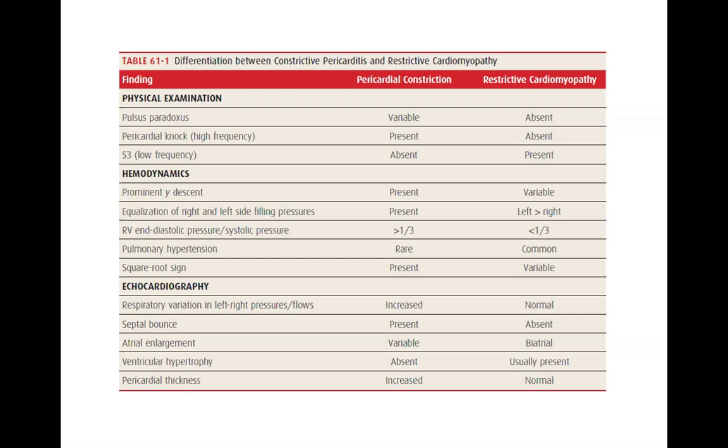is kind of amyloidosis, sarcoidosis, which is affecting the muscle and making the muscle thickened. And pericardial thickness is usually present with pericardial constriction, but as I said, it's not a clear-cut sign.